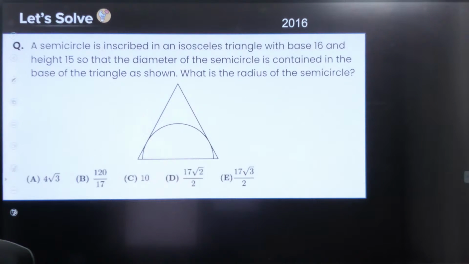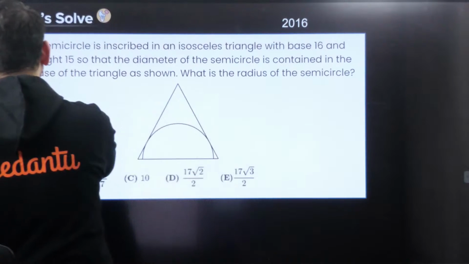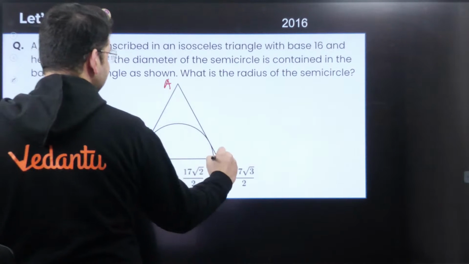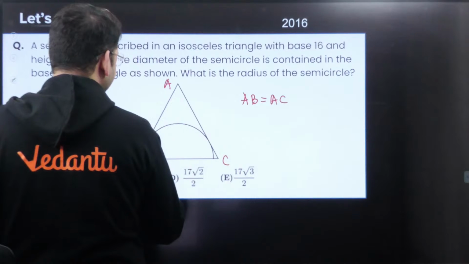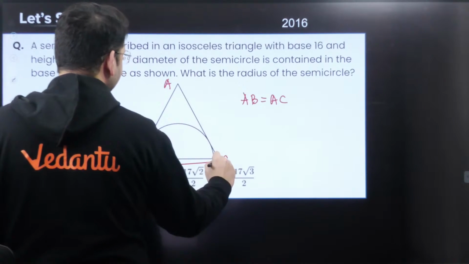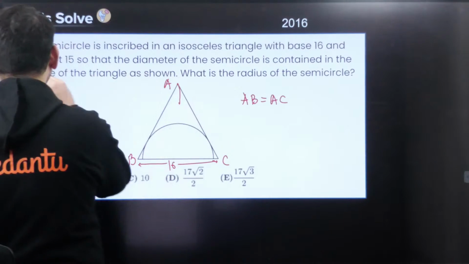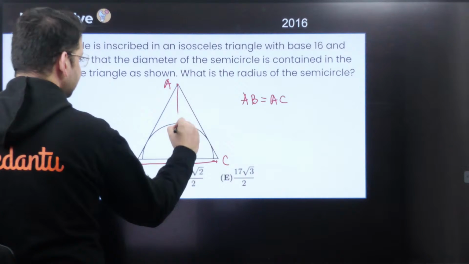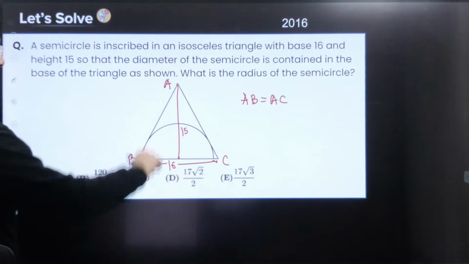Let us move on to the next question, which is this. There is a semicircle which is inscribed in an isosceles triangle. Let's name this triangle ABC. So this is A, let's say this is B, this vertex is C, and clearly AB is equal to AC. Base is 16 and the vertical height is 15. So this is 15.